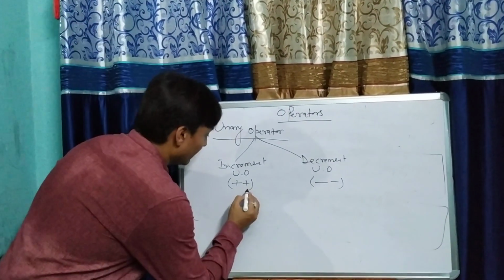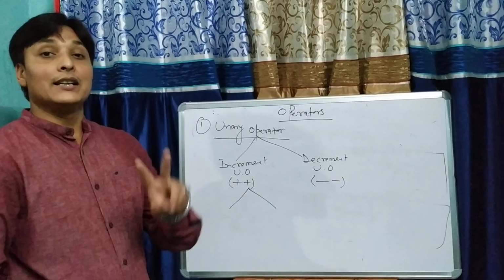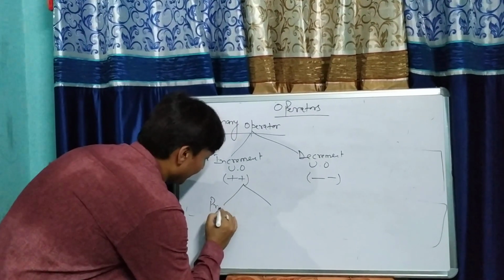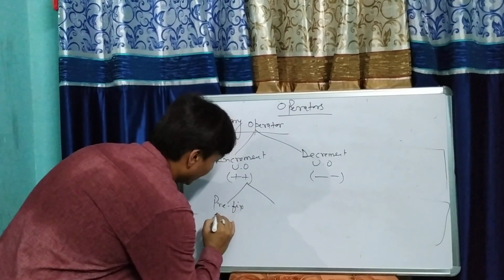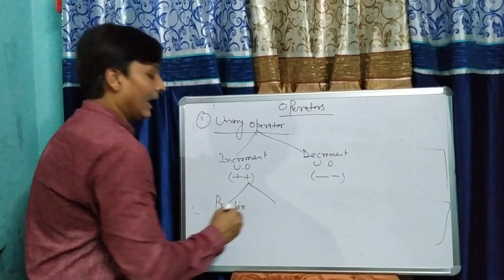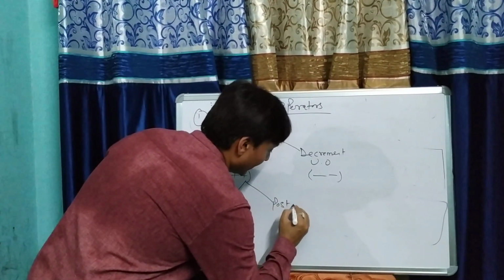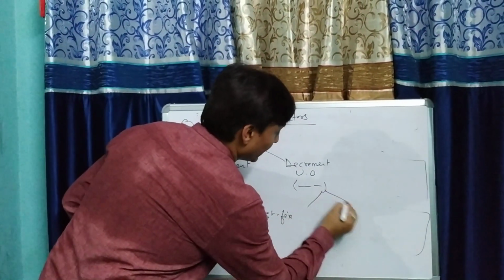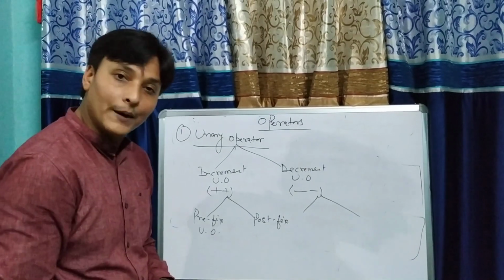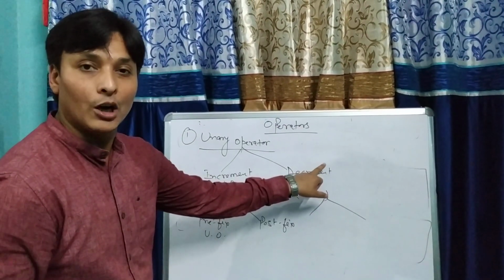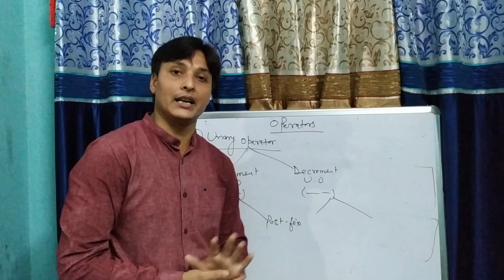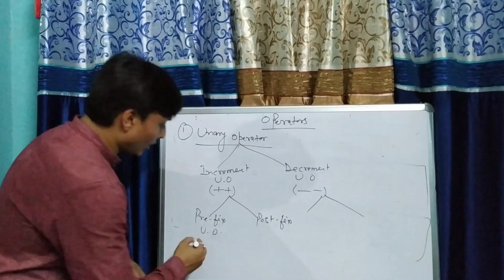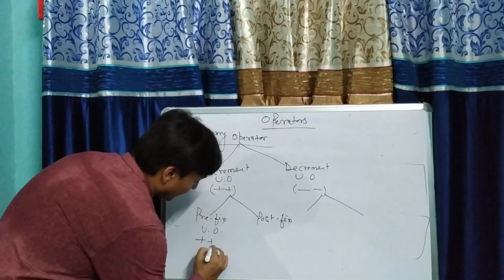Student, increment unary operator is also divided into two parts. First one, prefix increment unary operator and postfix increment unary operator. While decrement unary operator is also divided into two parts, prefix decrement unary operator and postfix decrement unary operator. Prefix unary operator will be denoted by plus plus a.